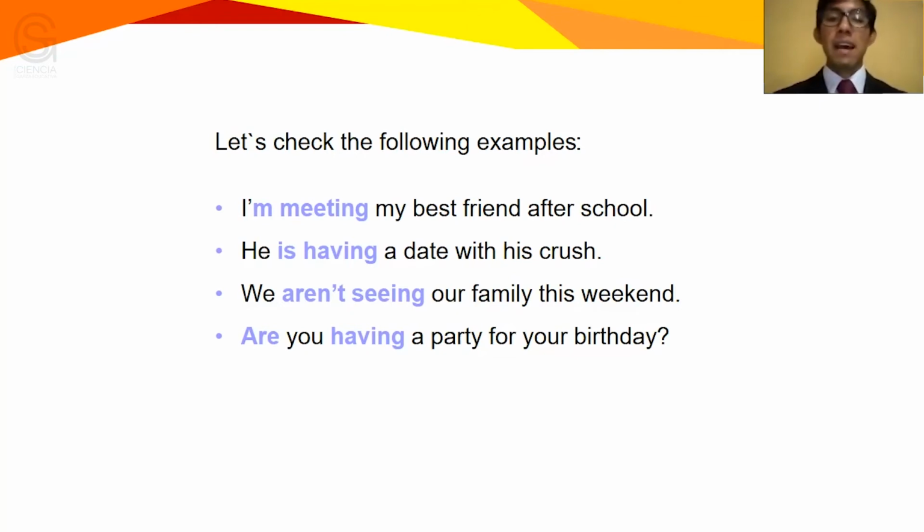So as in the previous examples we checked, we have the same affirmative, negative, and interrogative sentences. In this case, I'm meeting my best friend after school is affirmative. We aren't seeing our family this weekend is negative. And are you having a party for your birthday is clearly interrogative.